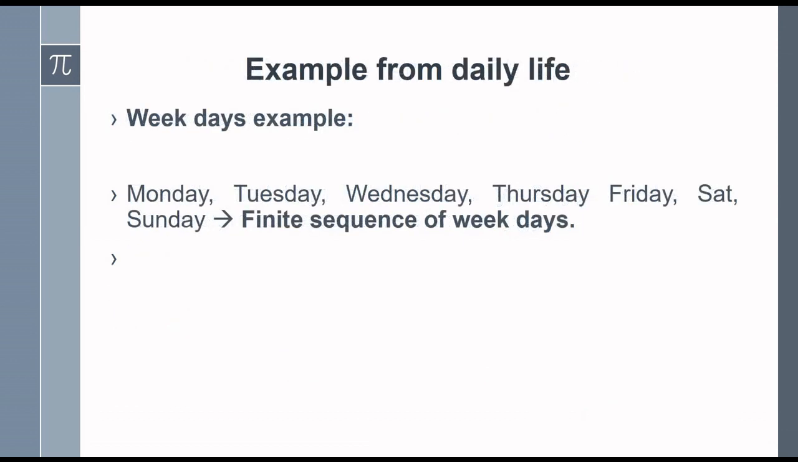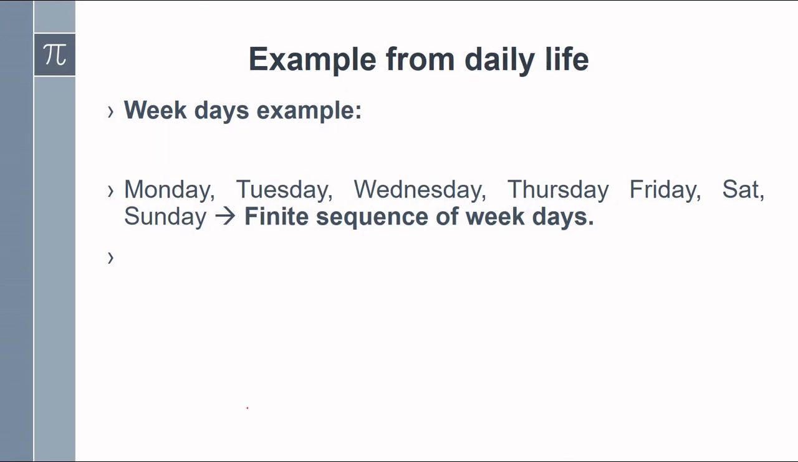The best way to understand a sequence is to see the weekday example, which is Monday, Tuesday, Wednesday up to Sunday. It is an example of a sequence. Indeed, it is an example of a finite sequence. Since weekdays are the best example to understand sequences: Monday, Tuesday, Wednesday up to Sunday, the example of a sequence. Indeed, it is a finite sequence of weekdays.